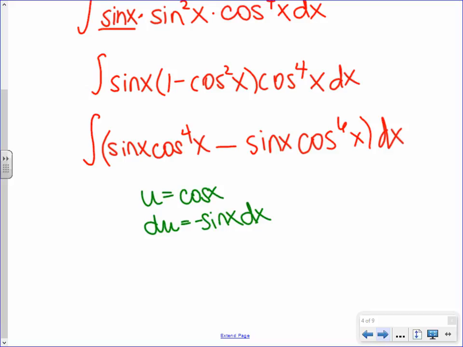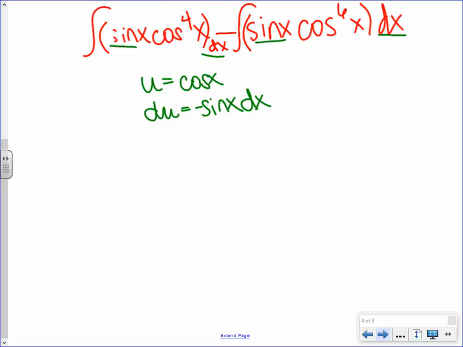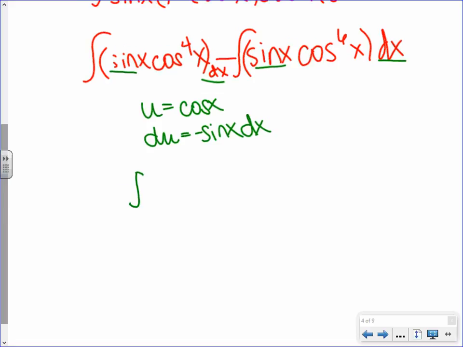Okay? What I'm going to go ahead and do, this is going to make more sense. Split it up like that. It's going to make more sense with two integrals. So both integrals have sine dx. Okay? So that gets replaced with negative du. And so what we have is negative u to the 4th du minus negative u to the 6th du.